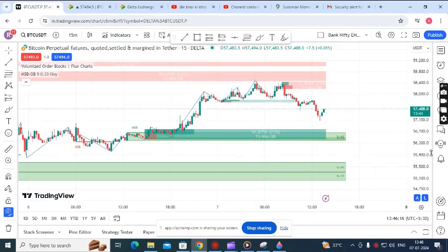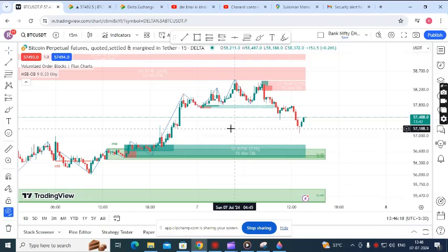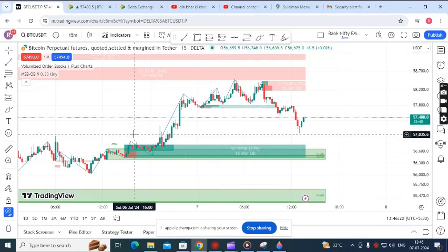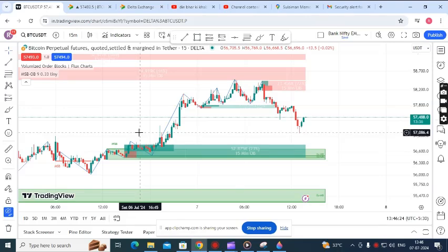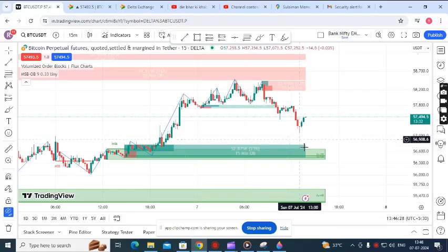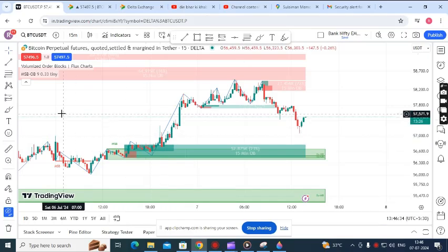In the 15 minutes time frame, you see it has taken a support here. I don't know why, but it should have come here. That's my expectation. But I think it has taken the support from this.